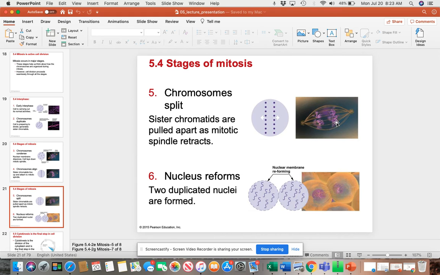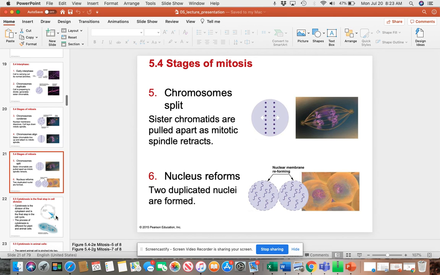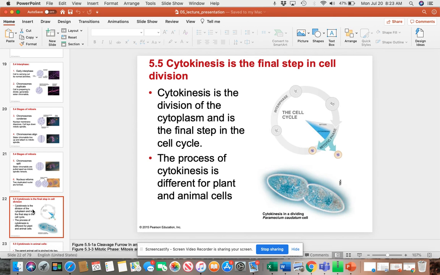Anaphase is where the chromatids start moving towards the poles. So here you see chromatids moving to either end. And then finally, telophase, you get two genetically identical cells. Now, what happens after that? Cytokinesis. That is division of your cytoplasm and complete formation of two cells.